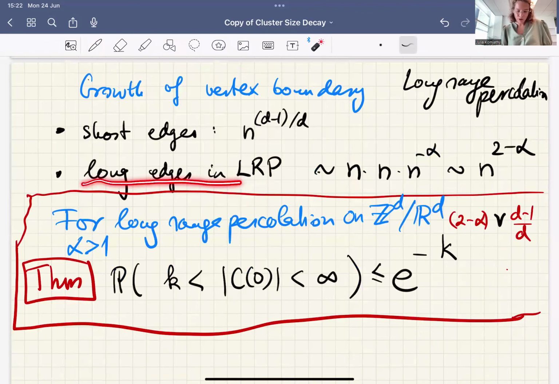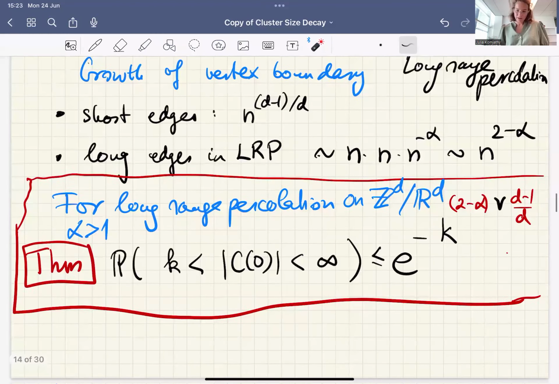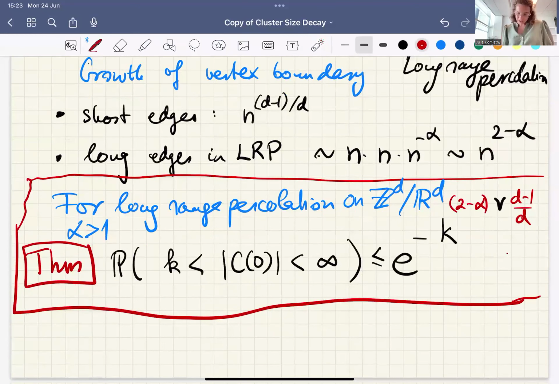And if you count how many long edges cross the boundary of the box, well, the volume of the box is n. If you go roughly to some neighboring boxes, you get an extra order n, and then the connection probability to those neighboring boxes is n to the minus alpha. So you get n to the 2 minus alpha crossing edges that are of the same order as the box size. So if you have a box, there are roughly n to the 2 minus alpha edges that have roughly the same length as the box.